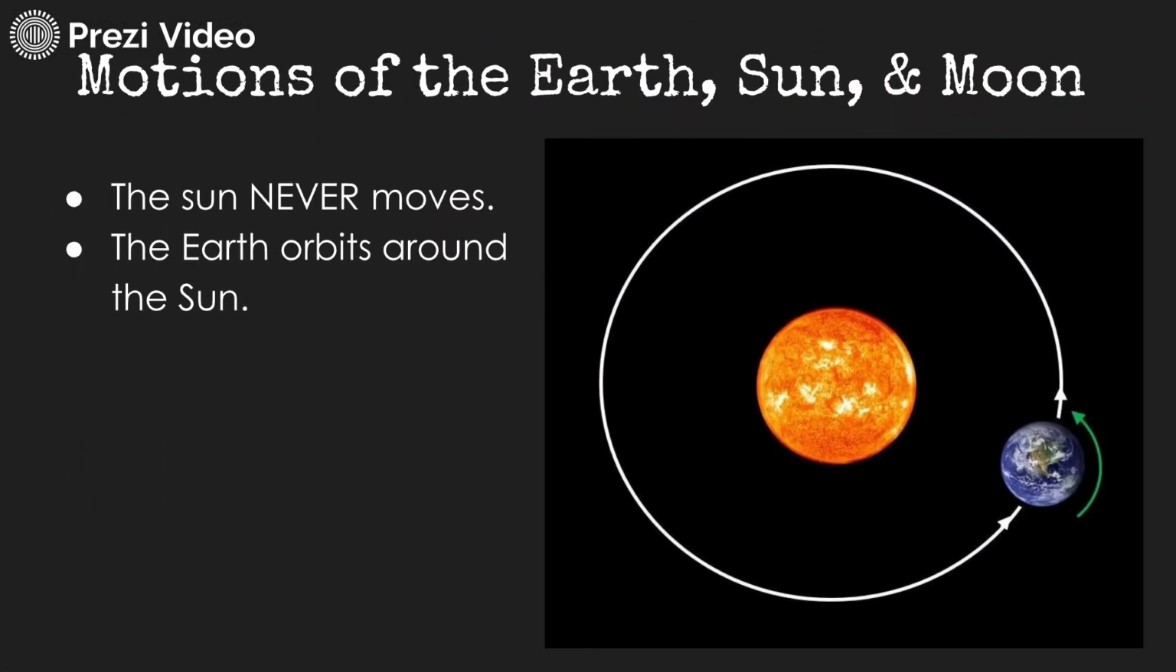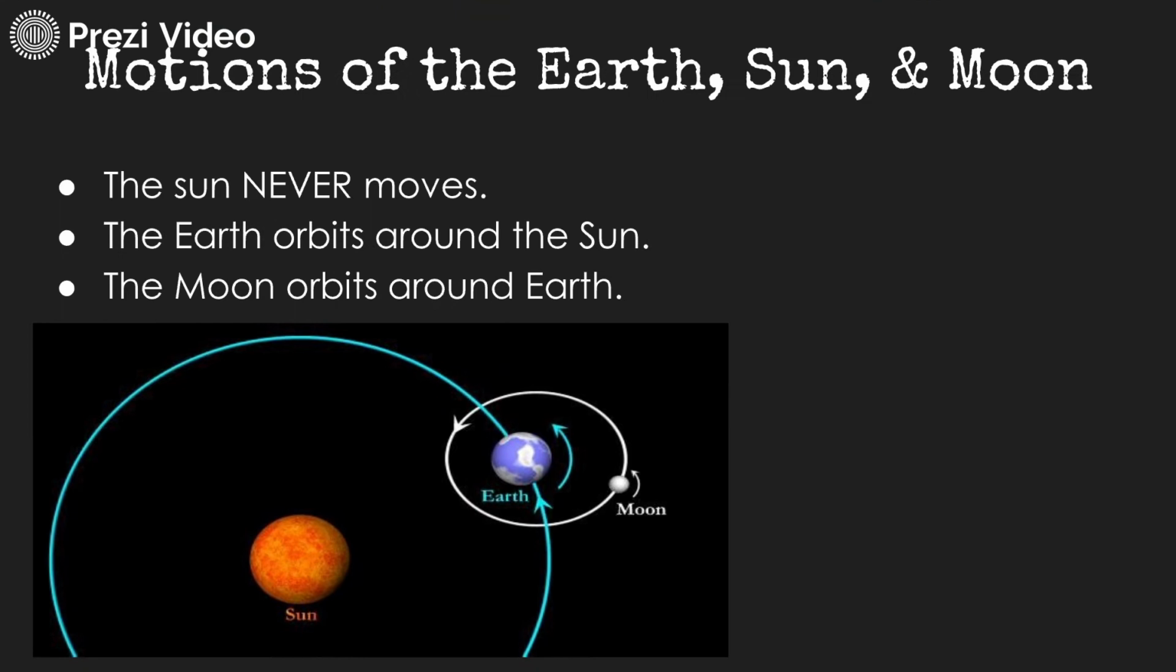That's true. If you guessed the sun never moves. The Earth orbits around the sun, and the moon orbits around the Earth. So it also orbits around the sun, but it is orbiting around the Earth as shown by the green arrow. And then the white arrow shows the orbit of the Earth. Now the orbit, we'll find out later, is not a perfect circle like that.